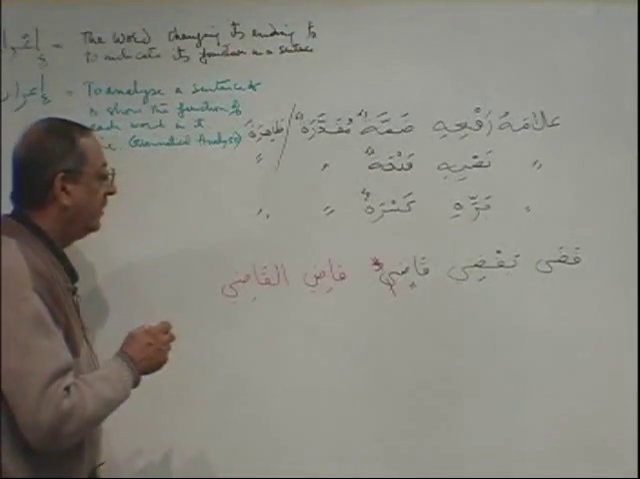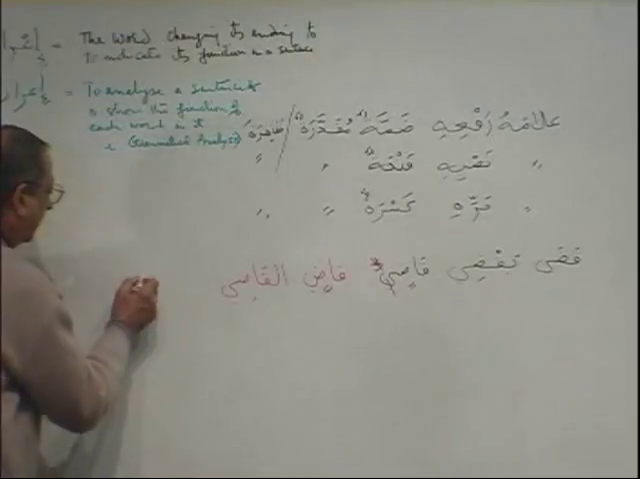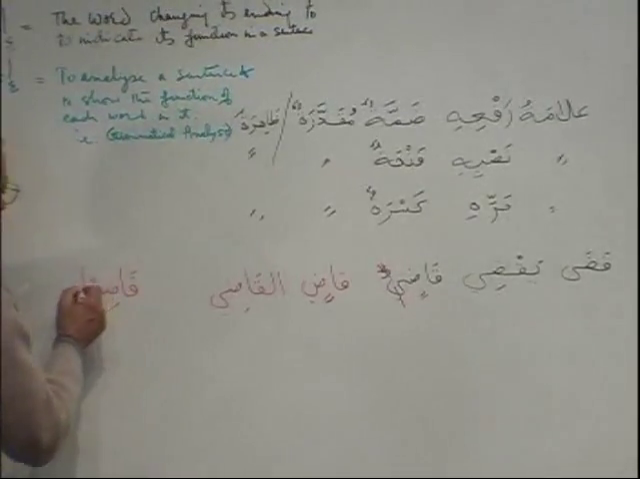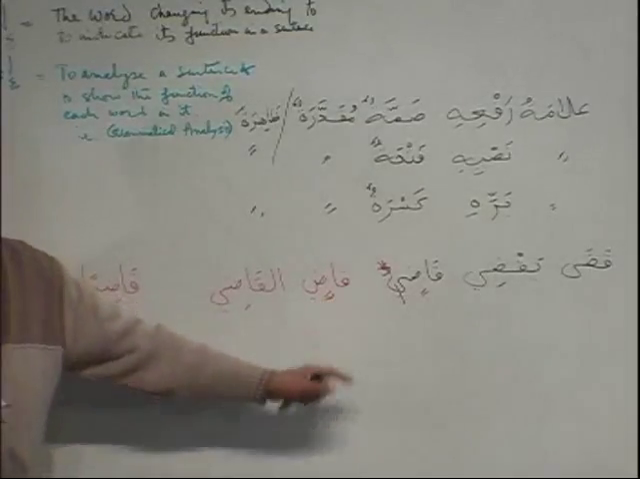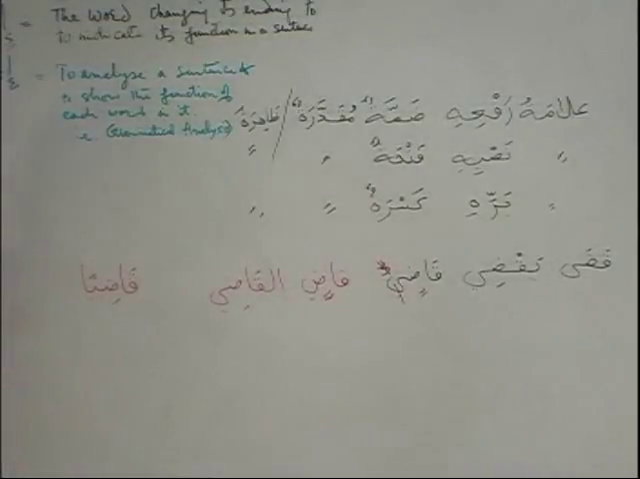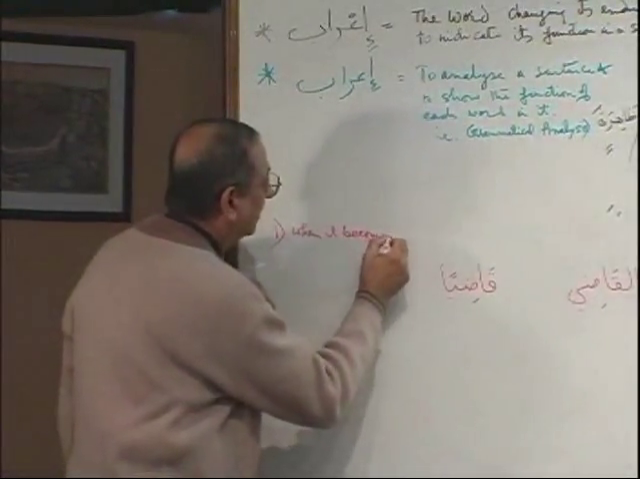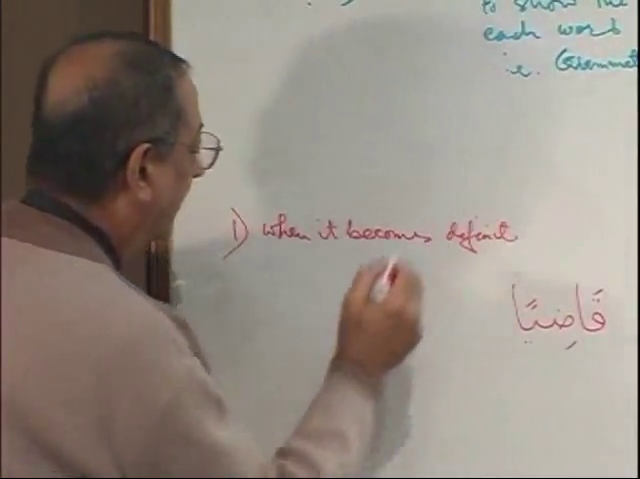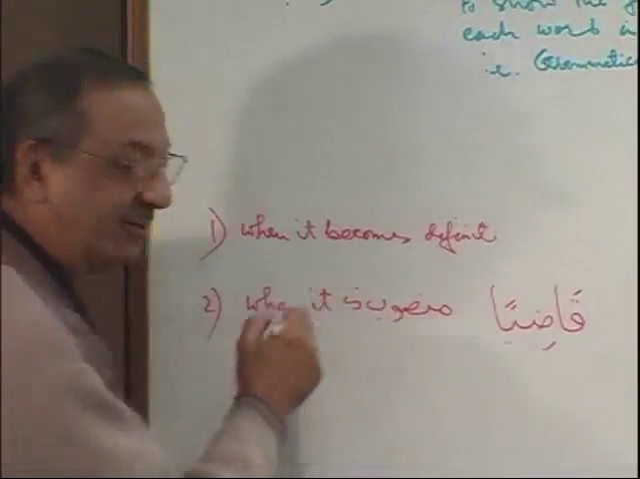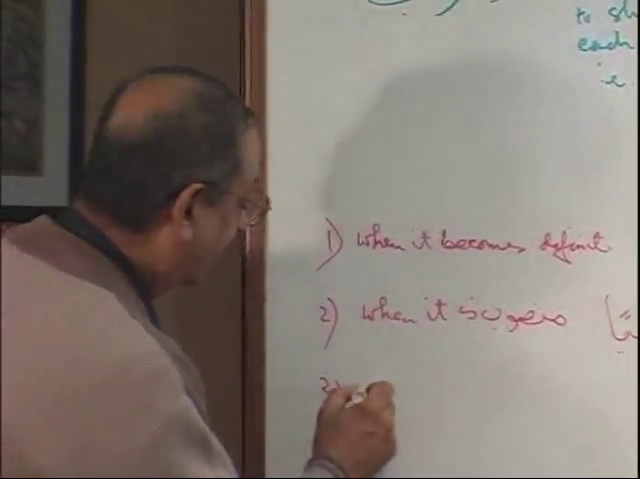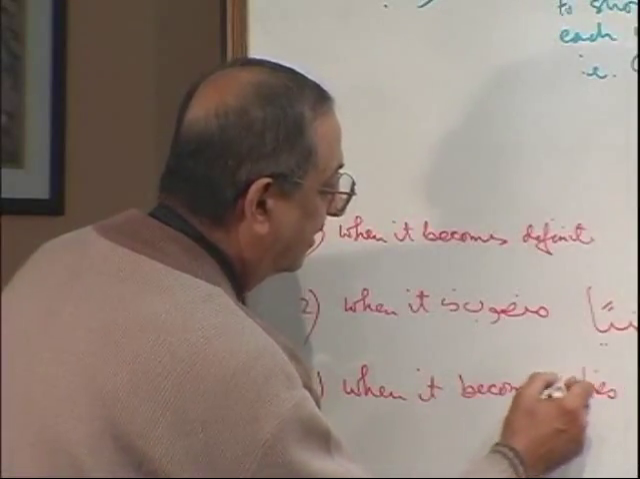Fine. Now, when you make this mansub, then ya will open up: kadiyan. Now, these are the rules we must remember. When will the ya become visible in mankus? Number one, when it becomes definite. Are you with me? Number two, when it is mansub. Are you with me, brothers and sisters? Number three, when it becomes mudaf. Okay?